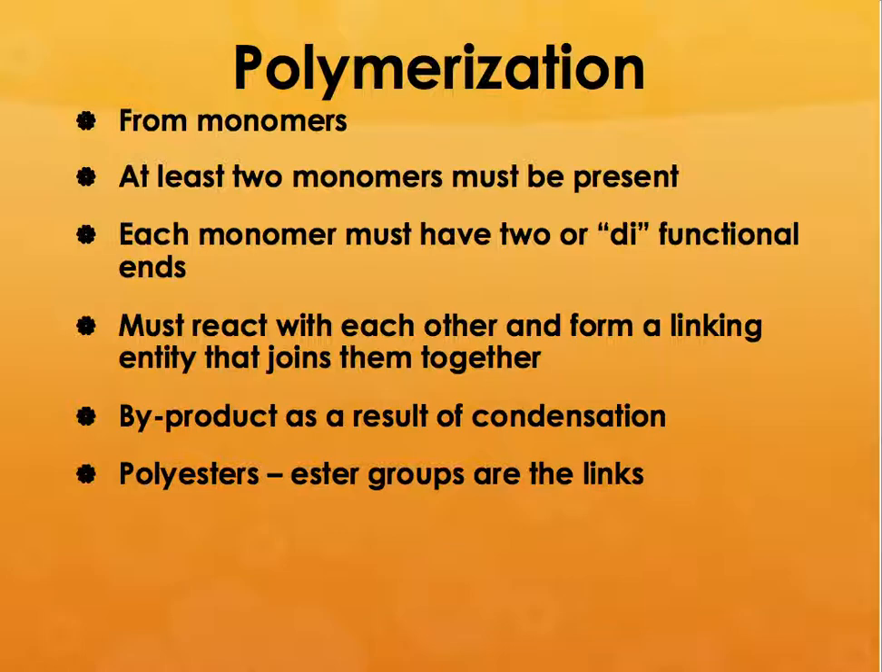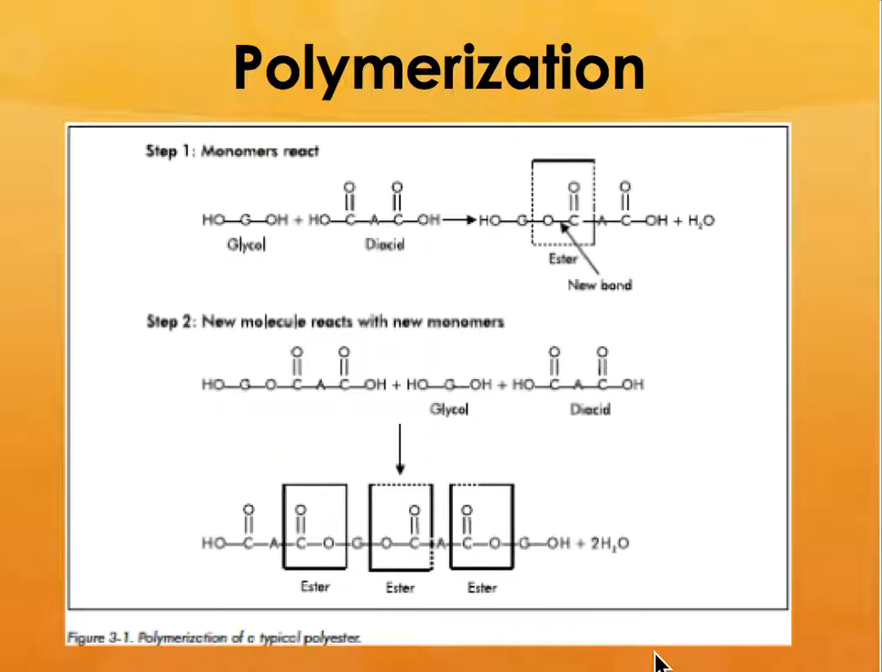So how is polymerization done in the case of polyesters? You have to take two monomers, and at least two monomers must be present, and each of those monomers must have two functional ends, and they will react with each other and form a linking entity that joins them together. And a byproduct results from condensation. So you have a polyester ester group, which are the links of these materials.